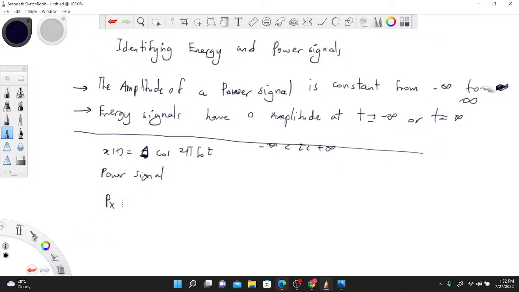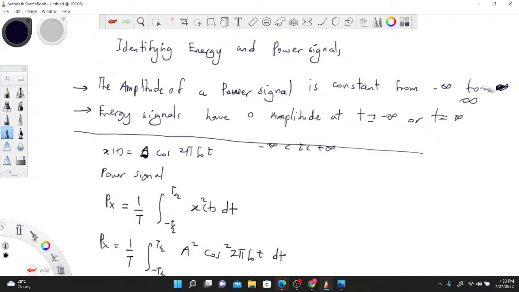So find its normalized power. Normalized power is given by 1 over T integral from minus T over 2 to T over 2 of x squared of t dt. That is how you use these means of identifying whether signals are energy or power signals. So Px is 1 over T integral from minus T over 2 to T over 2, put this in, so I get A squared cos squared 2 pi f naught t dt. Factorize A out. So Px is A squared over T integral from minus T over 2 to T over 2 of cos squared omega naught t dt. Let me make this omega naught so that it is simpler.